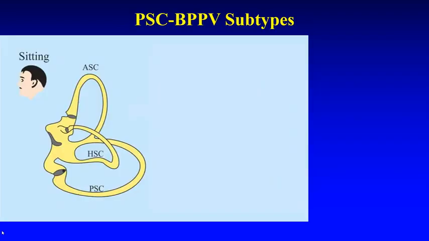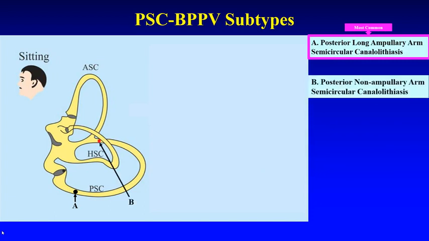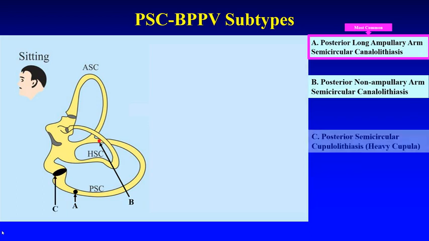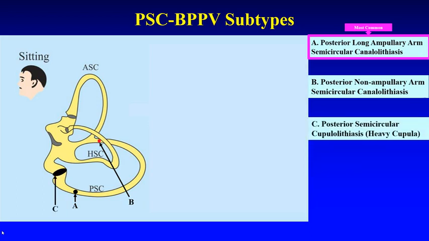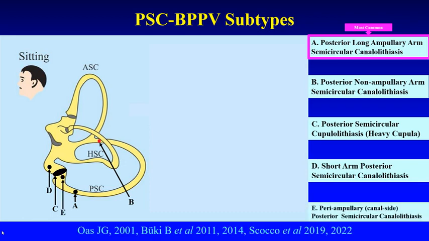So posterior semicircular BPPV subtypes are 5. Posterior long ampullary arm semicircular canalolithiasis, the garden variety. The second is posterior non-ampullary semicircular canalolithiasis, one with downbeat nystagmus during the side Half-Hallpike testing. The third is posterior semicircular heavy cupula with inversion test positivity. The fourth is short-arm posterior semicircular canalolithiasis where the inversion test is negative. The fifth is periampullary canal side posterior semicircular canalolithiasis, often associated with a constriction in the periampullary portion of the posterior semicircular canal.